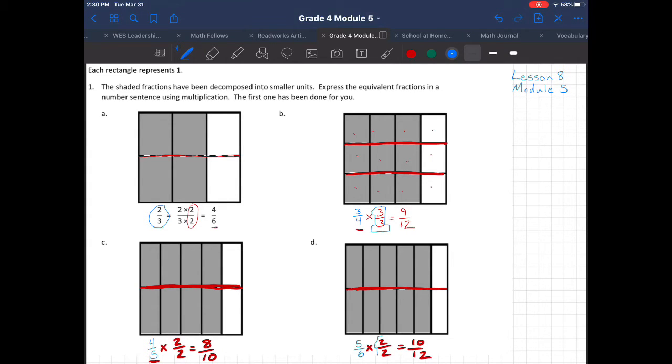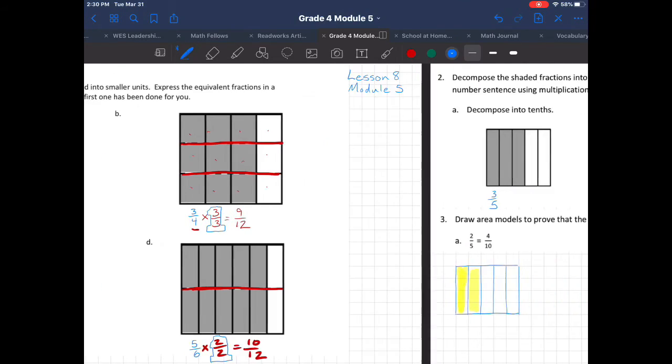or 2/2 or anything over anything, as long as we have the same number in the numerator and denominator, that is equivalent to 1. I mean, when you multiply anything times 1, it doesn't change. It's still the same number. 5 times 1 is still 5. So 3/4 times 1 is still 3/4. We just have an equivalent fraction. Just more pieces, but the same amount.